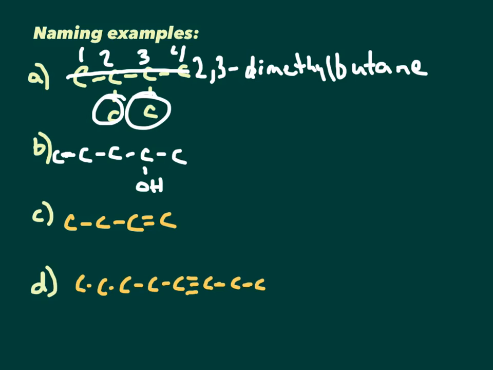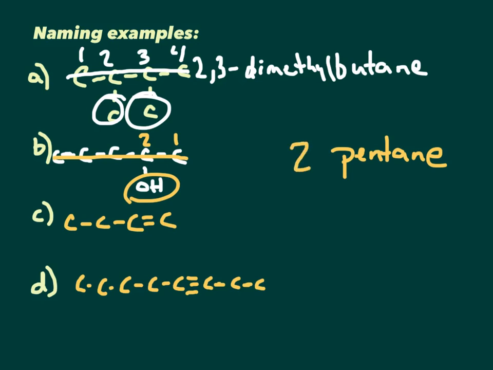For this next one right here, my longest carbon chain is the 5 carbons, and they're all single bonds, so that is pentane. And there is an alcohol substituent group. On carbon number, I have to start numbering from this side, 1, 2. So this is 2, and instead of pentane, this is going to be pentanol. 2-pentanol. This next one, I have 4 carbons in a row, so that is but.